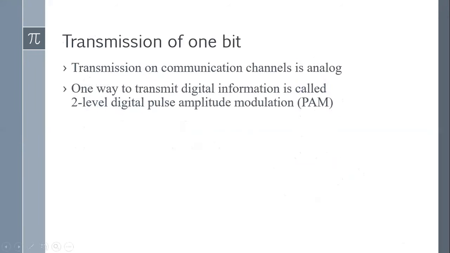Okay, so transmission of one bit, that I have already said. Now here we will discuss two level digital pulse amplitude modulation. What does that mean? It means we are using two levels, either 0 or 1. That means I am transmitting one bit at a time, so that's why we have only two levels, 0 and 1.